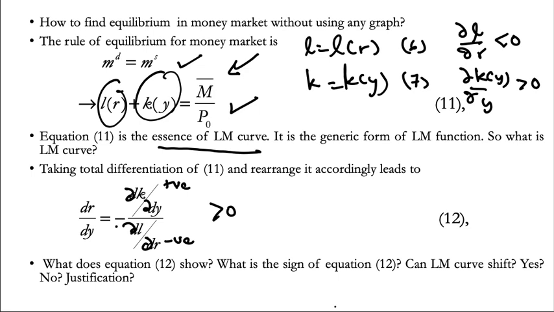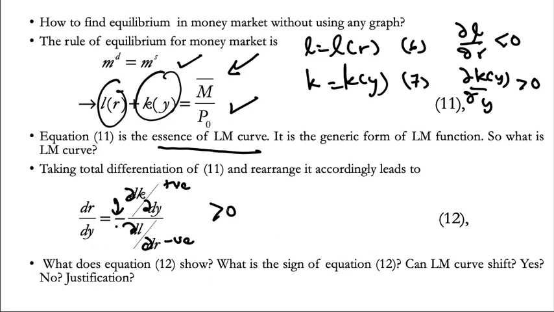Can you see? You have to be very careful in deciding the sign of the slope of LM or any kind of curve. Don't just look at the minus sign here or negative sign here, but look at every single partial derivatives or total derivative found in the equation. Okay, so this shows that we have LM positively related between interest rate and also real income.